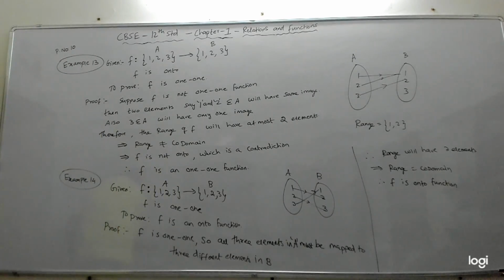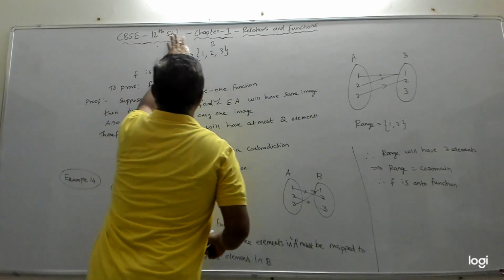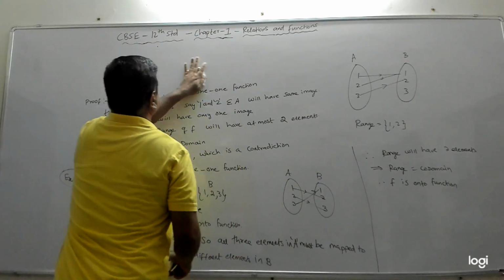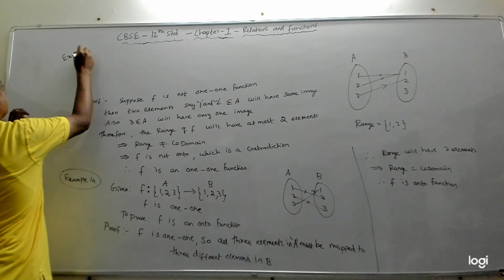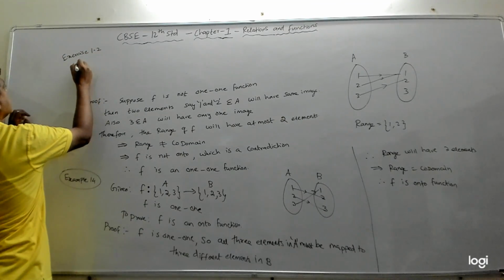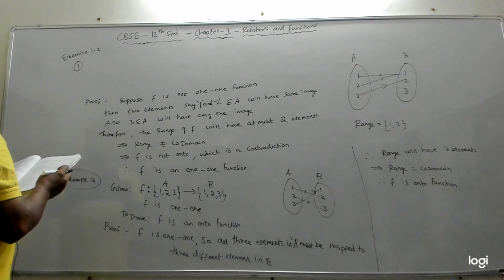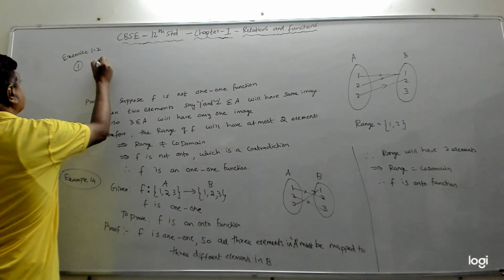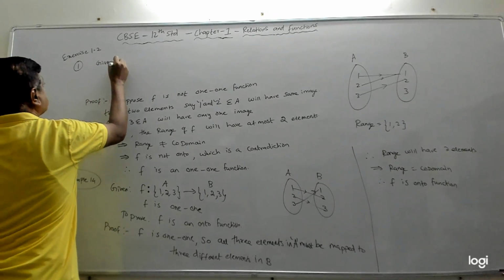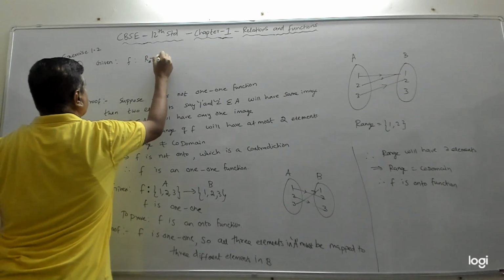We'll start with exercise 1.2. I'm erasing this. So exercise 1.2, first problem. The first problem is, what is given is, show that the function f from R star to R star. So f is a function. So given is f is a function from R star to R star.